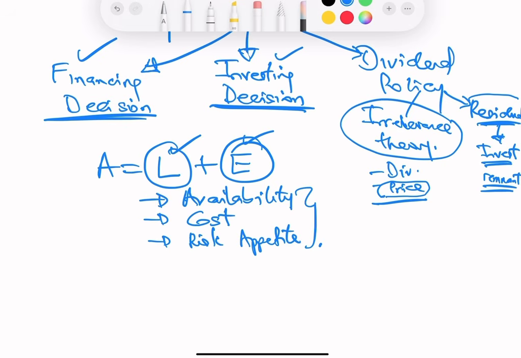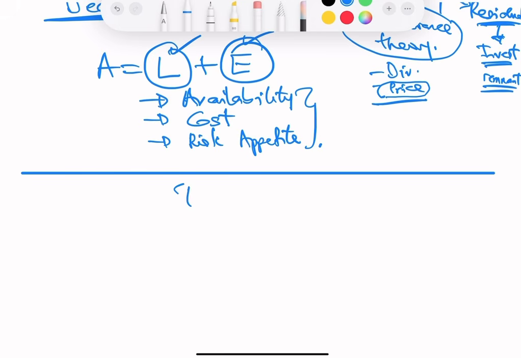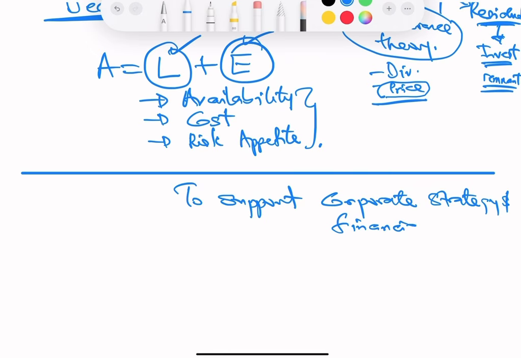Okay, so those are the three decisions that you must be able to make as a finance manager. Now, why are you making those decisions? Remember, you are making those decisions to support the company's objective, which is to support the corporate strategy and the financial objectives. So it's important that you don't only understand your role in terms of the decisions you are meant to make, but also you must be able to understand the corporate objectives.